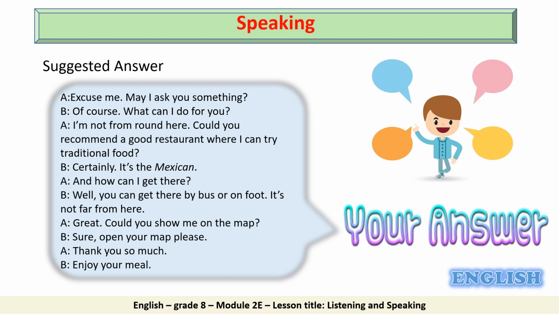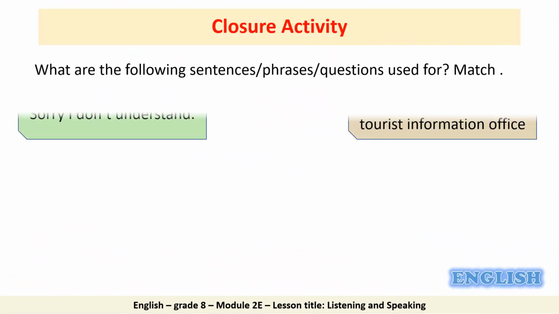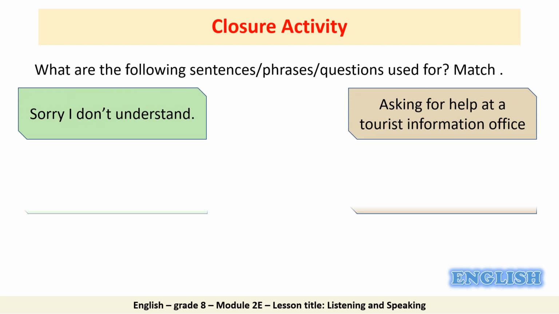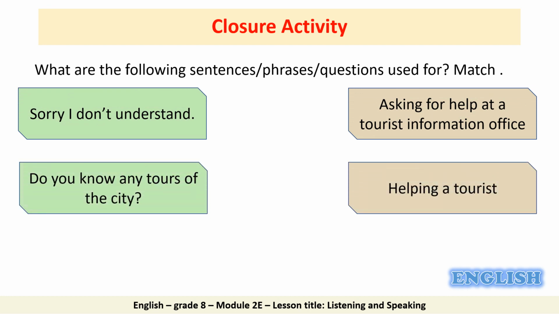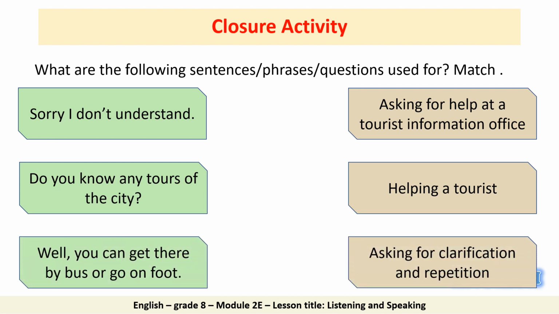So, notice grade 8 that student A has asked about a good restaurant and student B helped him or her by providing the needed information using correct helping phrases and questions. Let us end our lesson by playing a matching game. When do we use the following sentences, phrases, or questions?